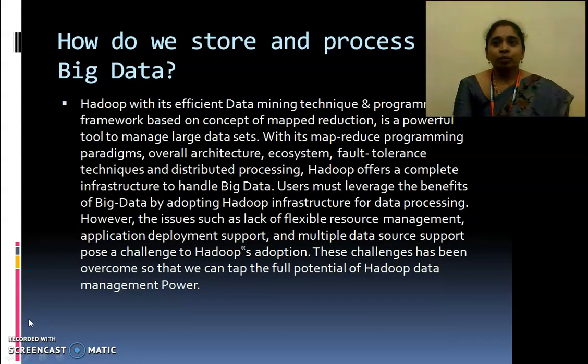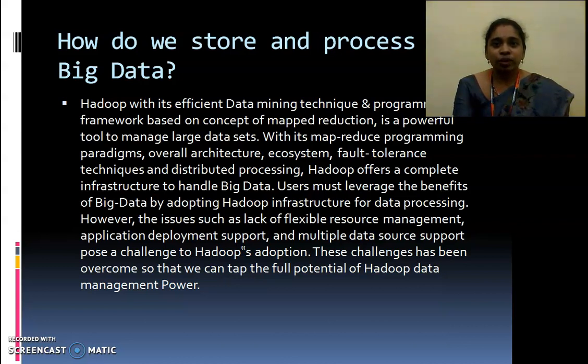How do we store and process big data? Generally, we have databases and data warehouses to store the data. But in databases, we can store only structured data. The data which is stored in data warehouses cannot be processed, so we cannot do the analysis. So we need a storage to store all kinds of data and huge volume of data, and to process the data we need a technology to extract the information from the stored place and to generate the result.